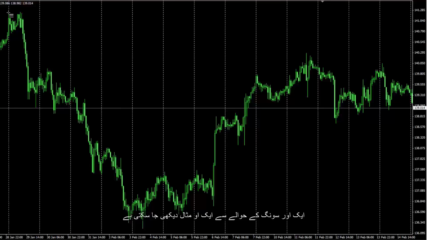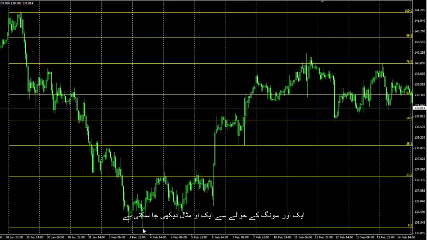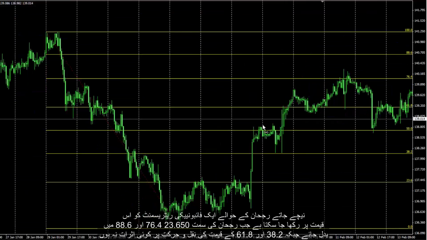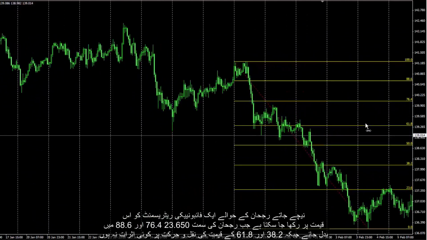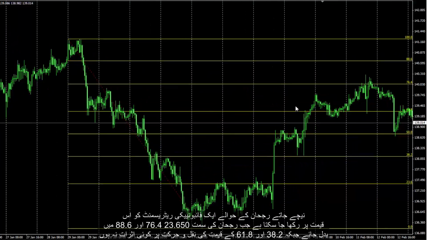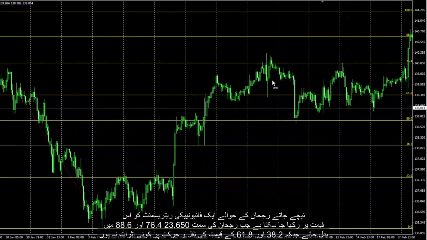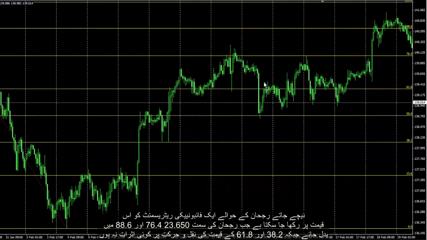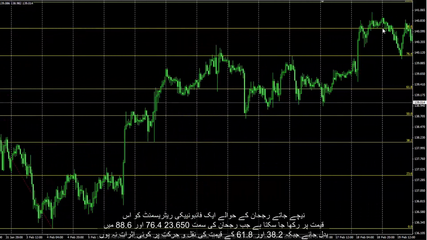Another example can be drawn on another swing. On the downward trend, a Fibonacci retracement can be placed on price where trend direction has changed on 23.6, 50, 76.4 and 88.6, while 38.2 and 61.8 did not have any effect on the price movement.